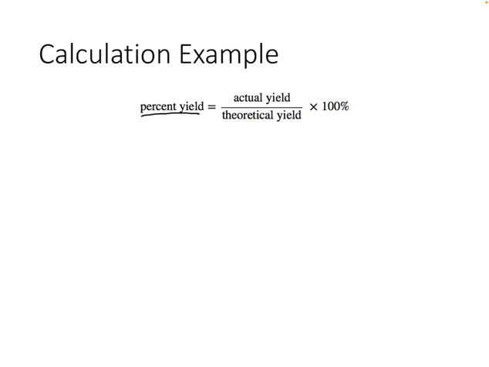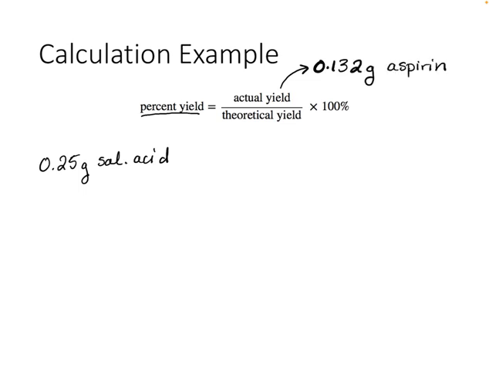Okay, so let's say that we initially started with 0.25 grams exactly of salicylic acid. And then let's say our actual yield, the amount that we actually produced of the aspirin in lab, was 0.132 grams of aspirin. So what we want to do is compare our actual yield to what's called the theoretical yield. So the theoretical yield is how much aspirin we would have produced if everything went 100% correctly. We didn't spill anything, the reaction happened perfectly, which we know does not actually happen when we're in lab.